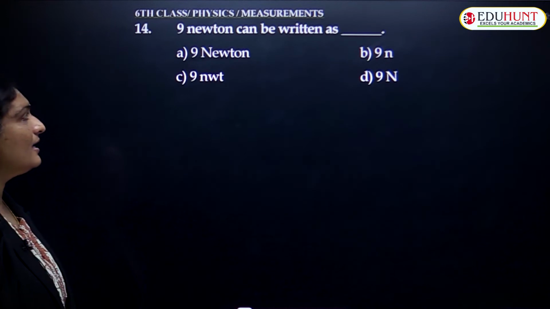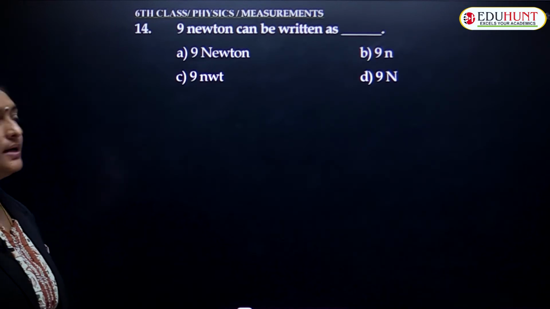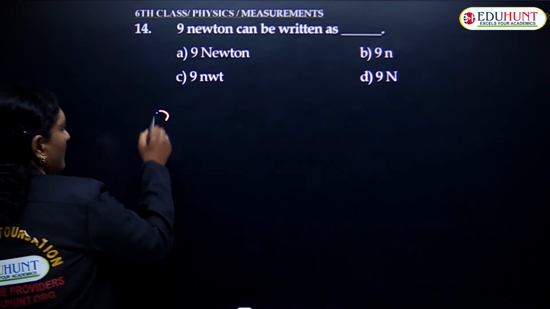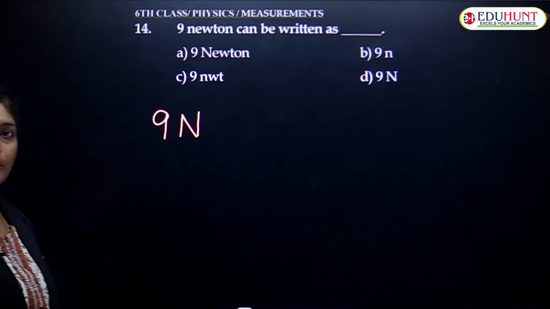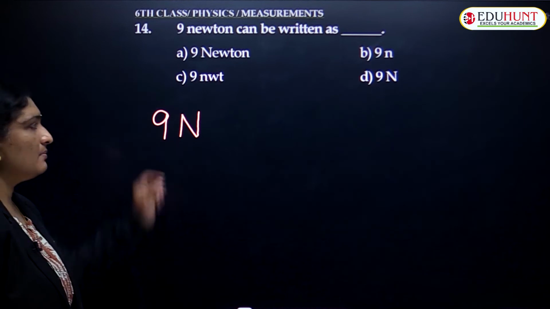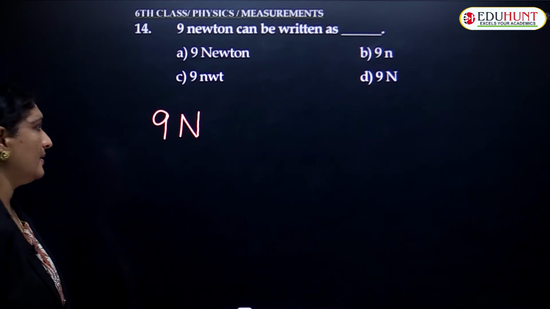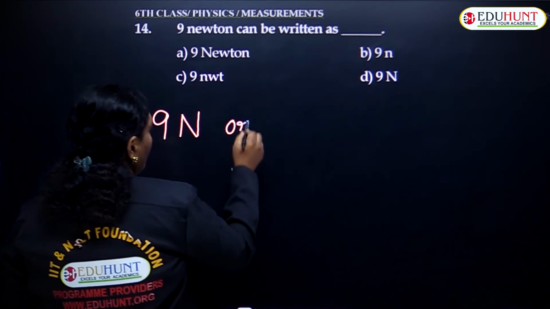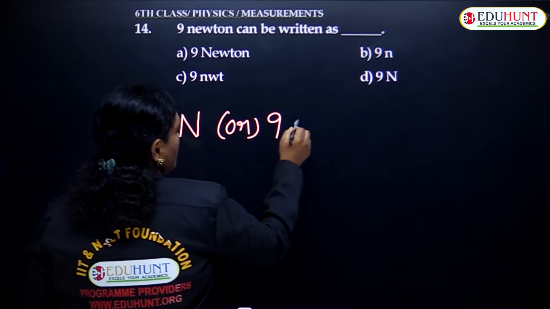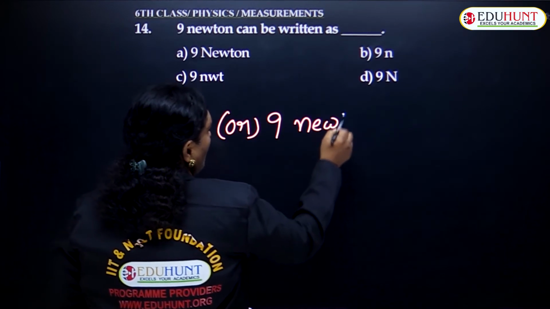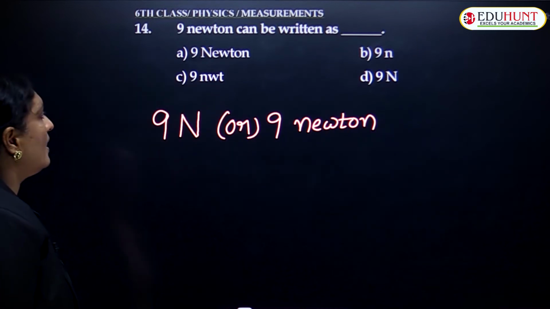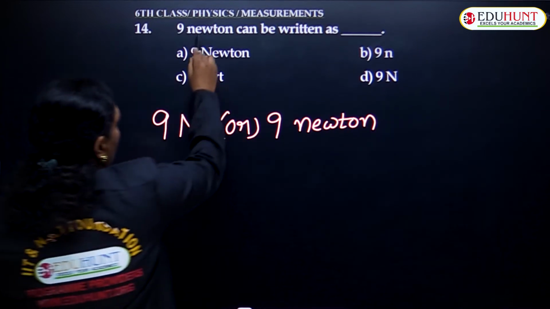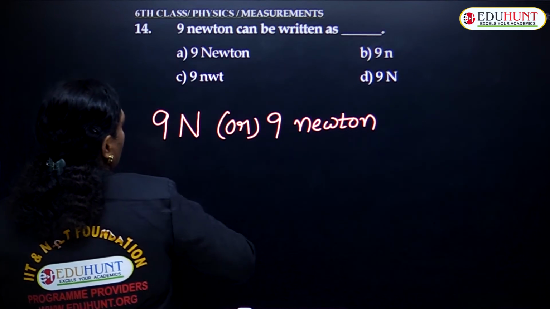Moving ahead, 9 Newton can be written as. So, 9 Newton. Newton is the name of the scientist which is used as a unit. So, either it can be written as an individual capital letter, or in full form, Newton is written all in small letters, newton. So, 9 Newton, it was already given, so it can be written as 9 N.